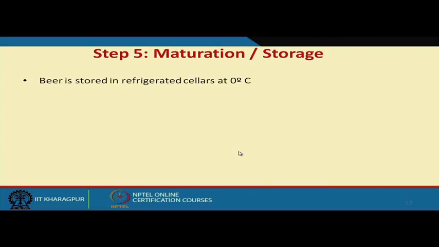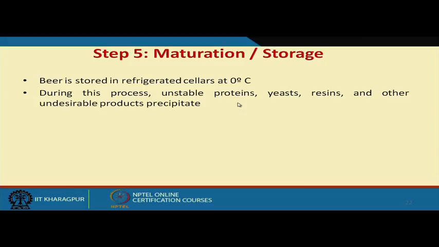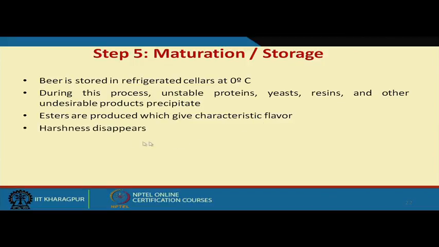Now the maturation process, I mentioned before, the beer is stored in the refrigerated cellar at 0 degrees centigrade. During this process, the unstable protein, yeast, resins and other undesirable protein are precipitated out, which is very important. And esters are produced to give the characteristic flavor. I told you the ethanol and organic acid form the esters, so the harshness of the beer will go, and the harshness disappears, as I mentioned.